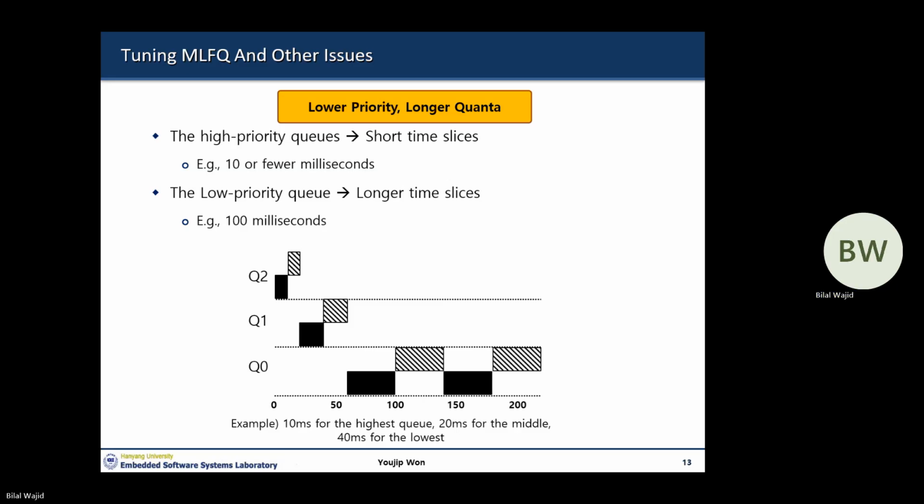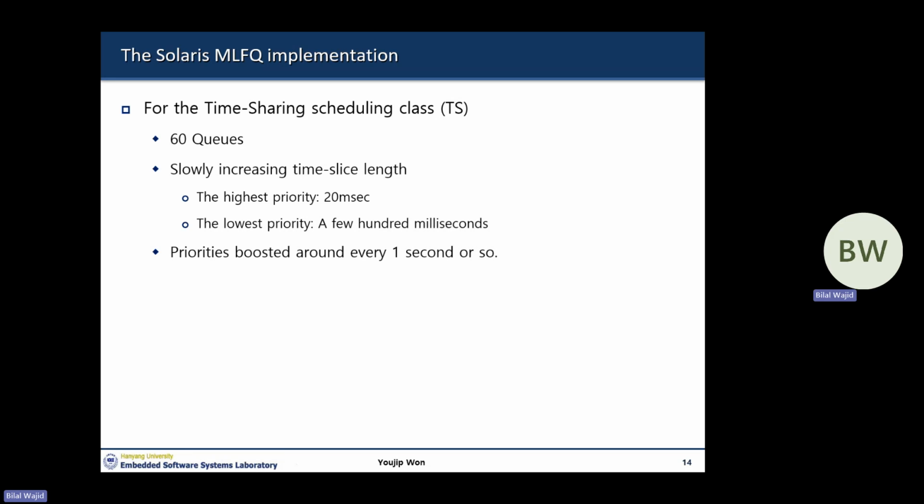For instance, the Solaris MLFQ implementation has 60 queues, where the highest priority quanta, or time slice length, is 20 milliseconds, while the lowest priority has a few hundred milliseconds. And priorities are boosted every 1 second or so. That's the Solaris MLFQ system.